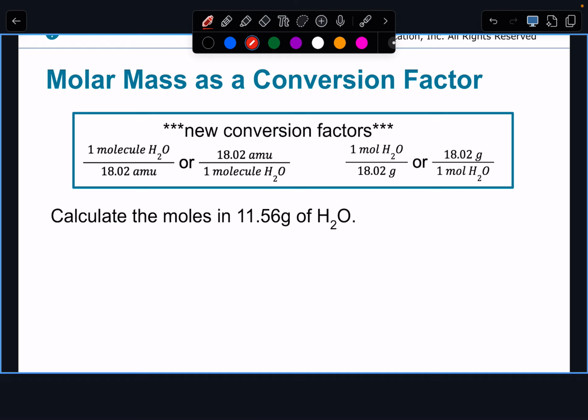The other term is molecular mass or molecular weight, but that would only be specific to covalent compounds. So it's just not as broad of a term. I'm going to say molar mass most of the time. Your book's going to say formula mass most of the time. Okay, so they are new conversion factors, either AMU for a molecule or grams for a mole.